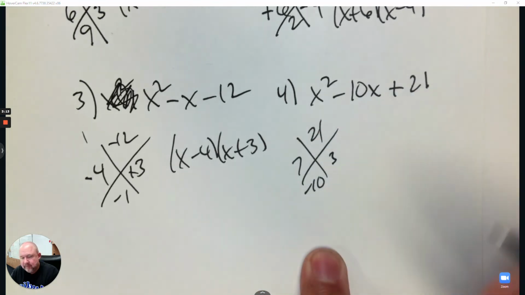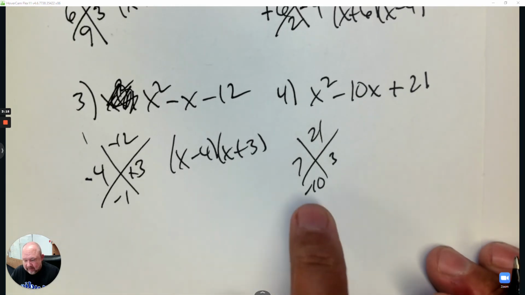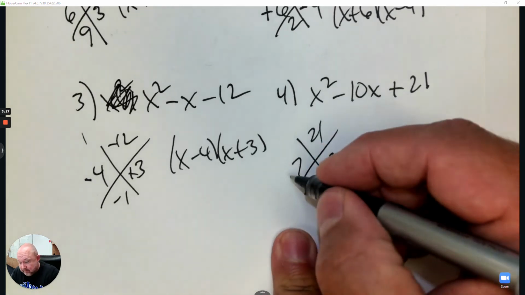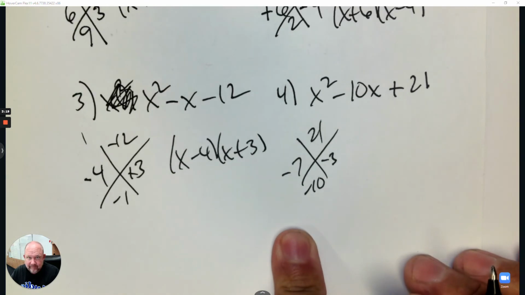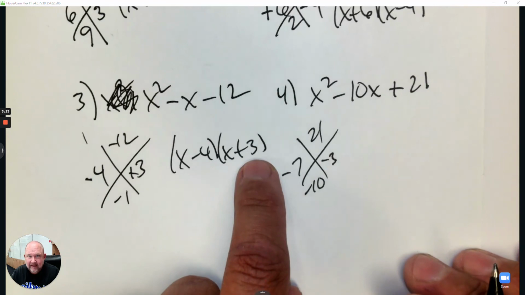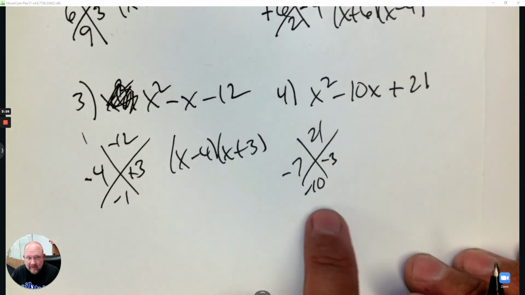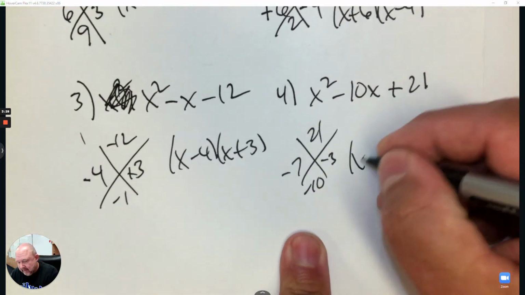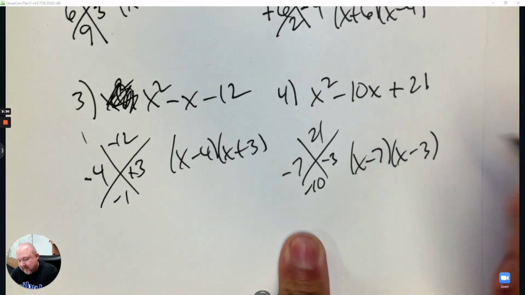So we find those numbers. Then, because the bottom number is negative, both numbers are going to be negative. So negative times a negative is positive 21, and negative plus a negative is negative 10. It fits. So then we have x minus 7 and x minus 3.